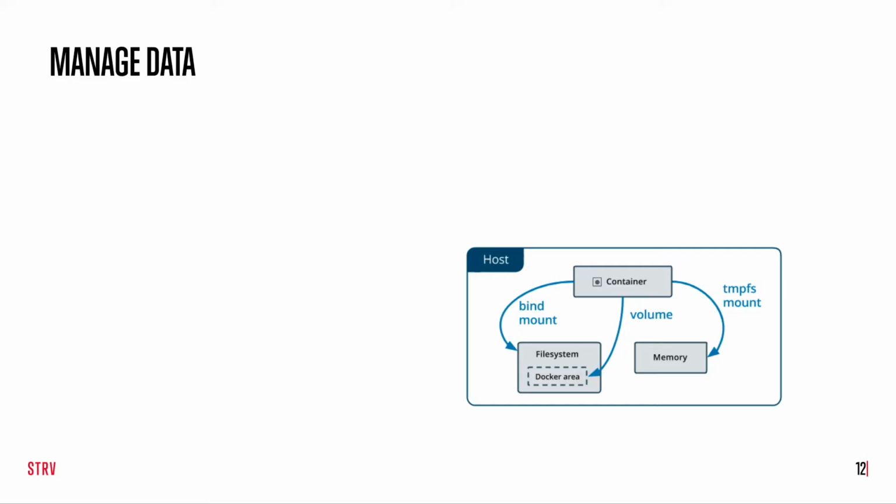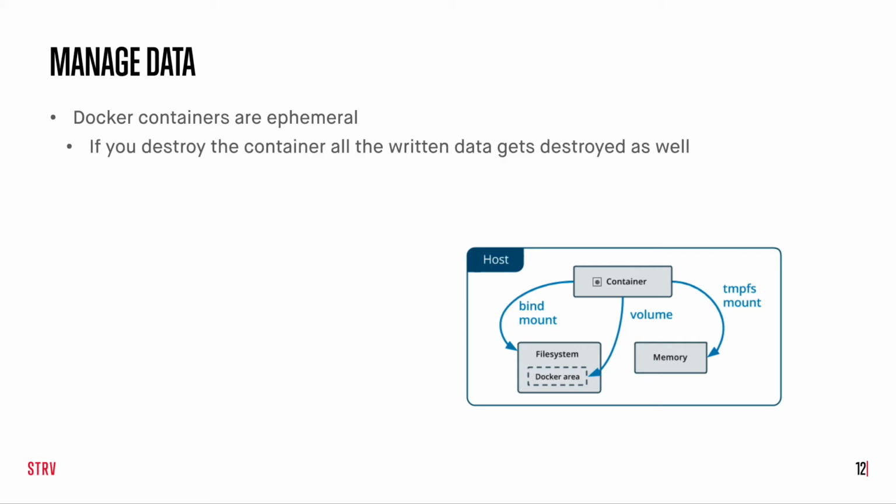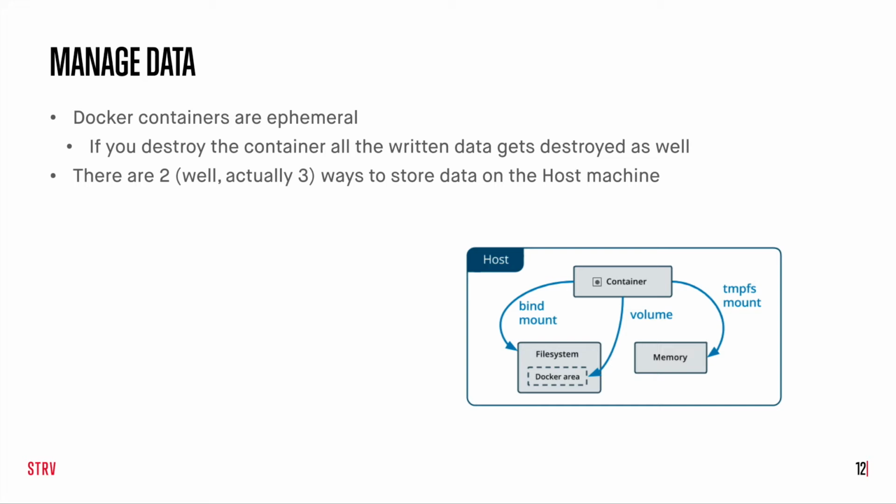And now something about data management. Basically, Docker containers' storage is by default ephemeral. So it means when you destroy the container, all the data that it created inside gets lost as well. But sometimes you need to persist the data somewhere. There are some ways to store data on the host machine. Two of them are persistent, and one of them is not.